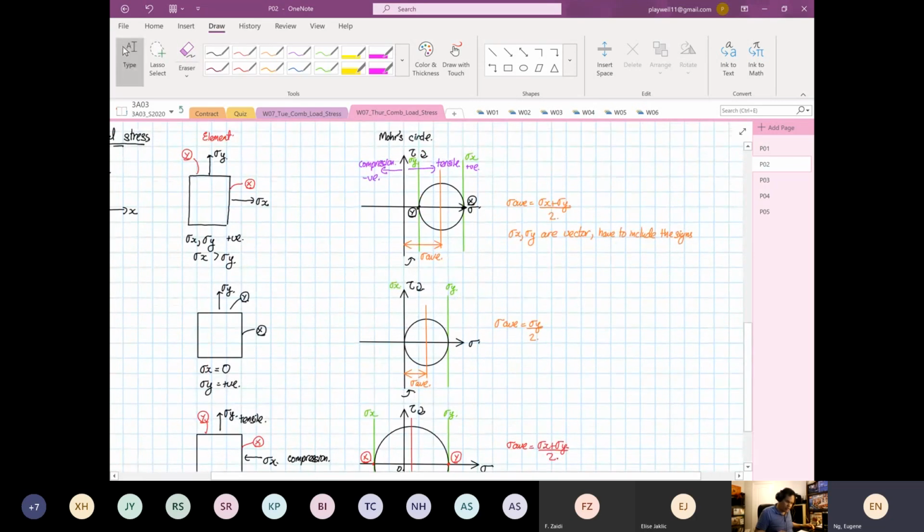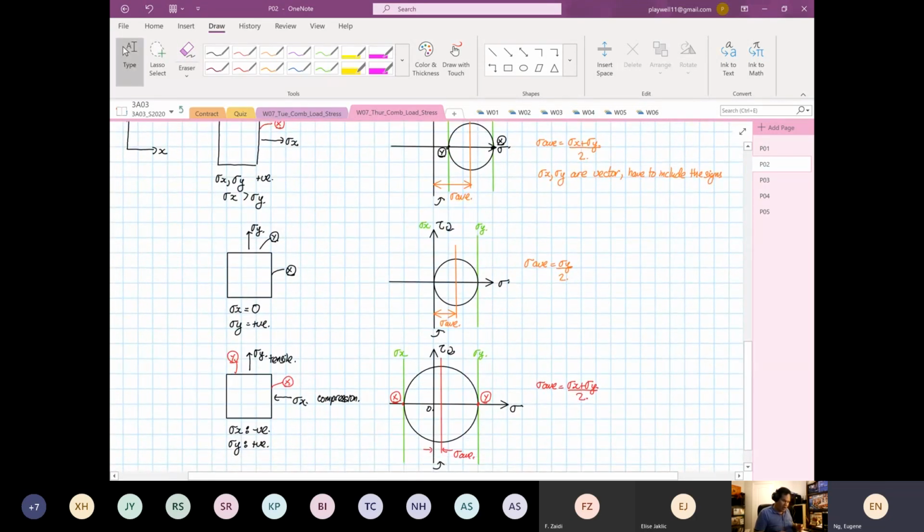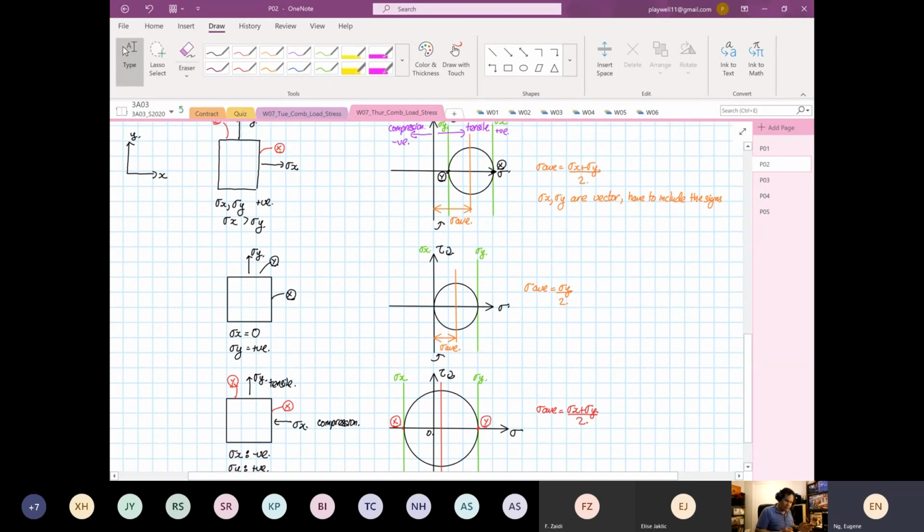So you just found out how to move from element to construct your Mohr circle. Okay, so that's normal stress. Anyone, any question? Is this straightforward?